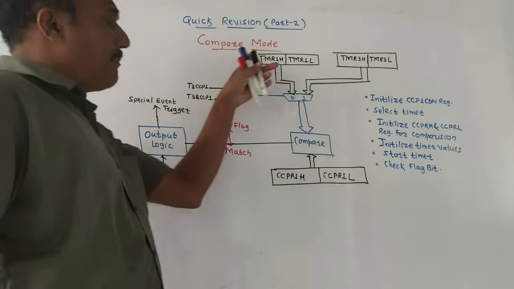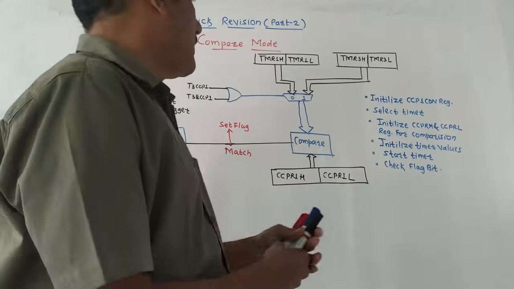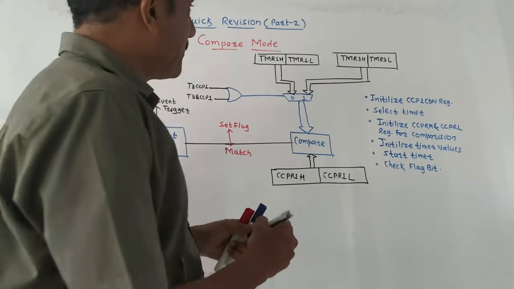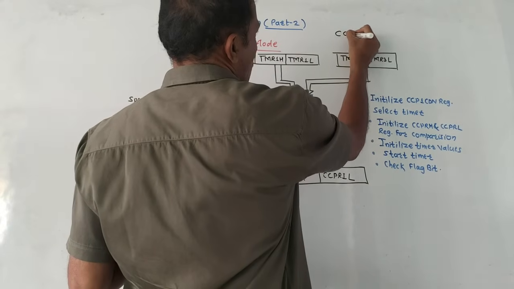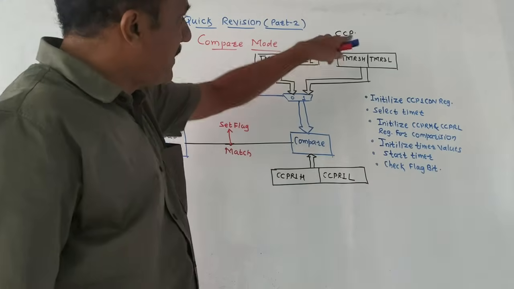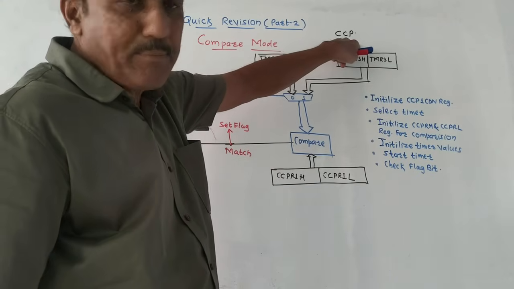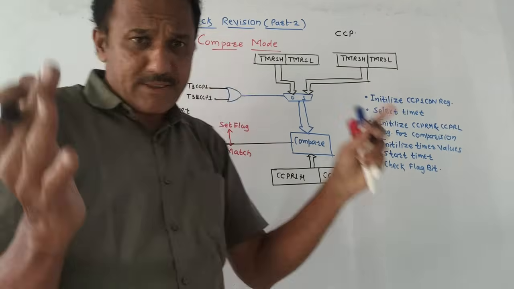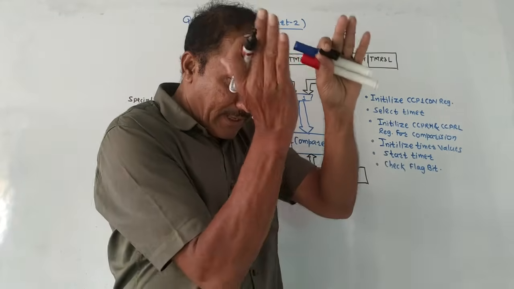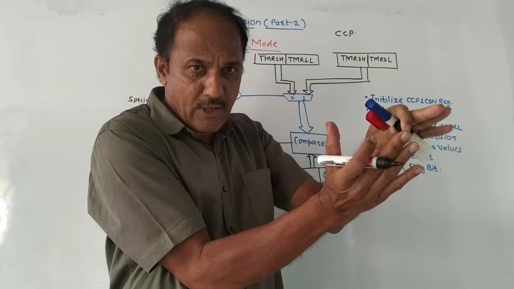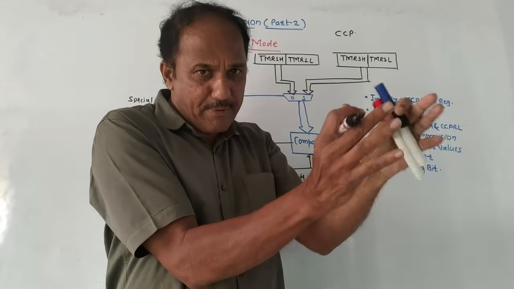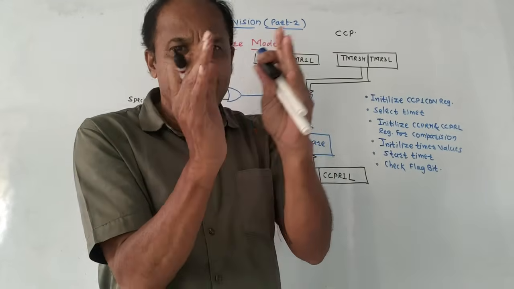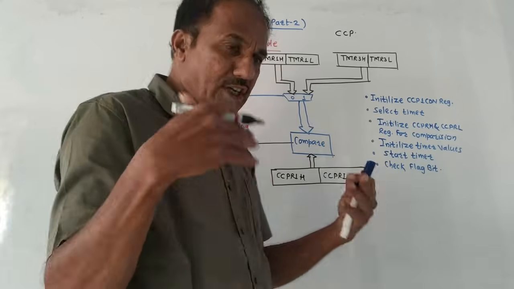Next part is compare mode. From exam point of view we may expect the question like this: draw and explain compare mode. This is part of CCP mode of PIC18F. CCP stands for compare, capture and PWM mode. So this is the block diagram of compare mode. बहुत simple है, देखो comparison करना है, मतलब एक reference value हम लोग store करेंगे, उसके साथ जो value compare करना है वो compare करेंगे and accordingly the particular flag will be set whenever the matching is found.